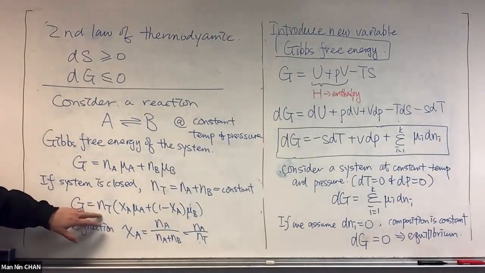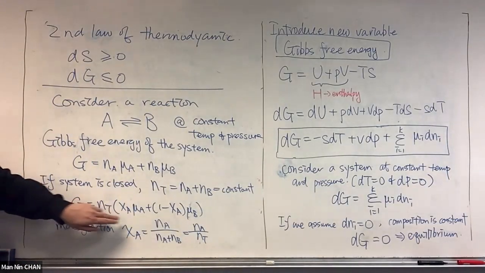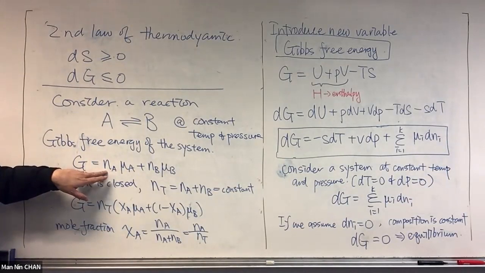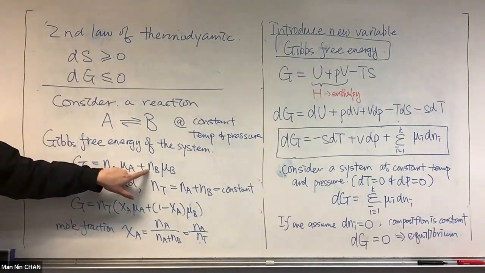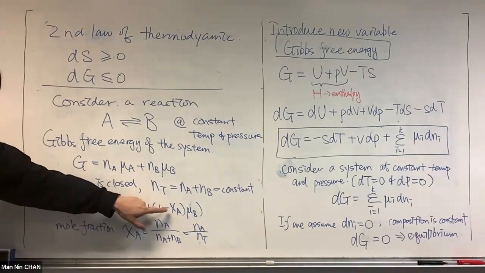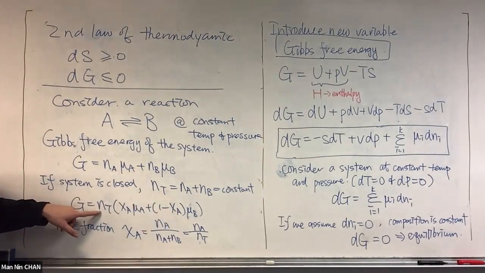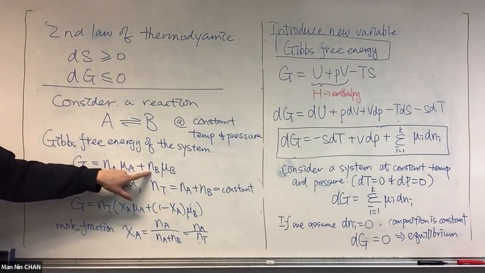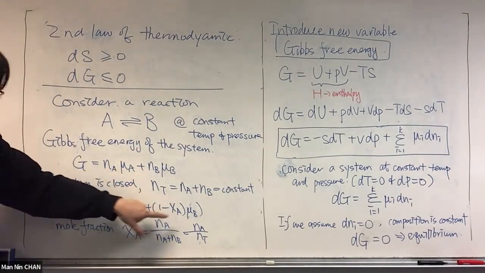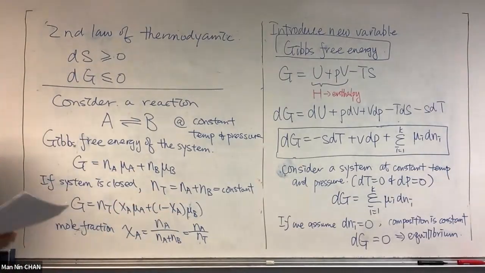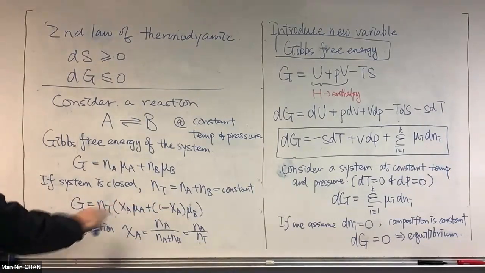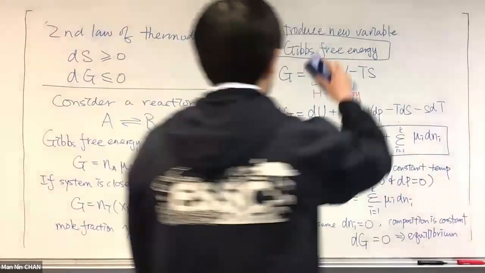I can just pick this NT, right? And then if you multiply this, it will give you back the number of moles of A. And then the number of moles of B, I can just multiply by 1 minus XA, right? So this 1 minus XA will give you the mole fraction of your B, and the mole fraction of B times the N total will give you back the number of moles of your B here. So I just pick 1 minus XA here.